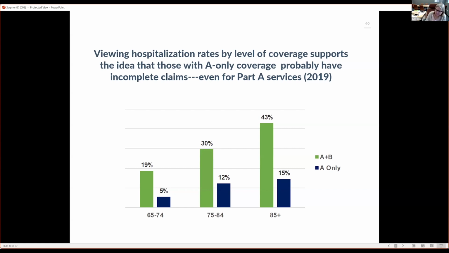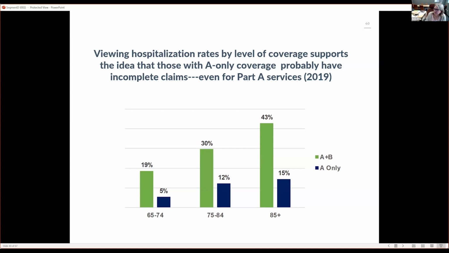And the reason, for me at least, is I worry that there's a reason people have A only versus A plus B. There's a reason that they choose not to have comprehensive health care, and that reason may bump into my ability to measure the thing I care about.